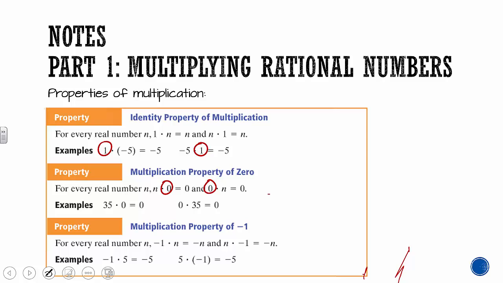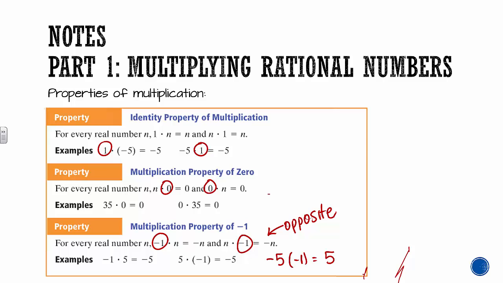And then negative 1. Negative 1 times any number in whatever order changes the sign. This always gives you the opposite. So they give you negative 1 times 5 is negative 5. But also, if you do negative 5 times negative 1, that's going to give you positive 5. It gives you the opposite of a number.